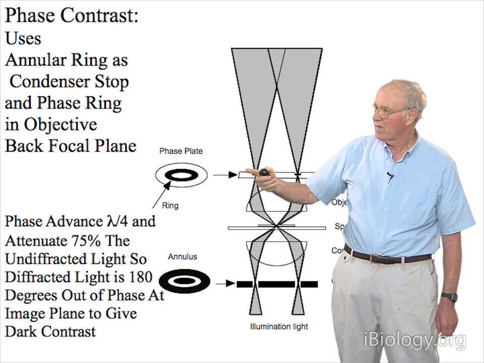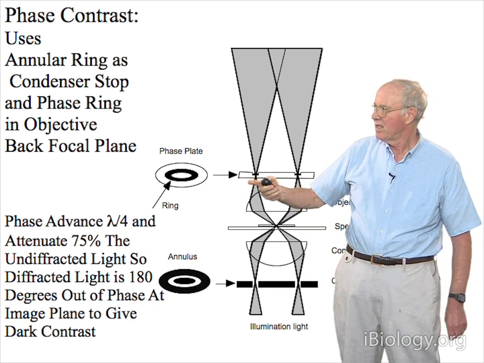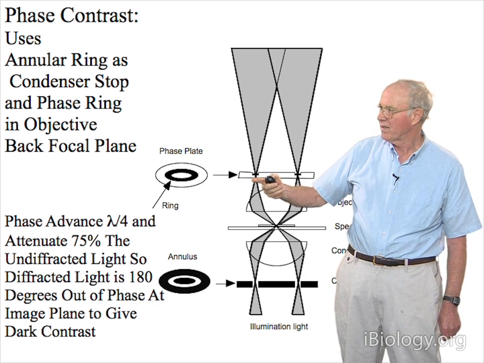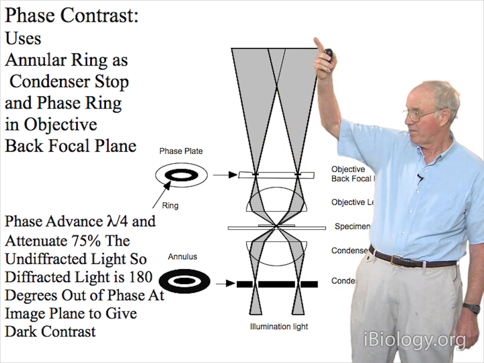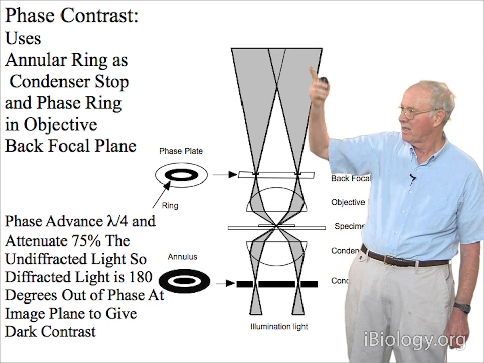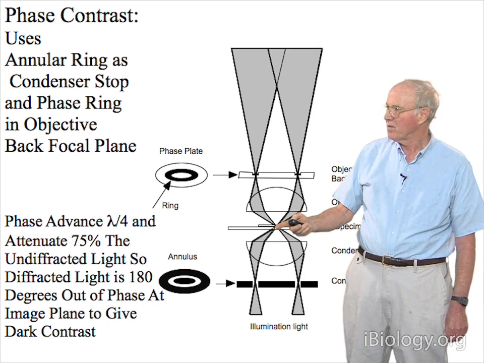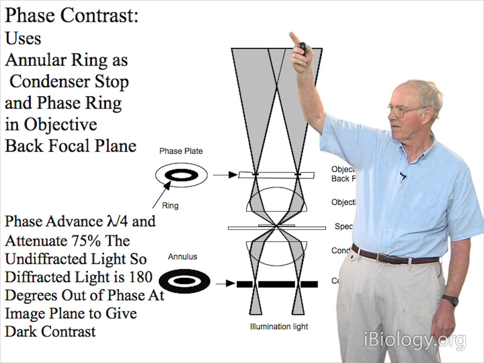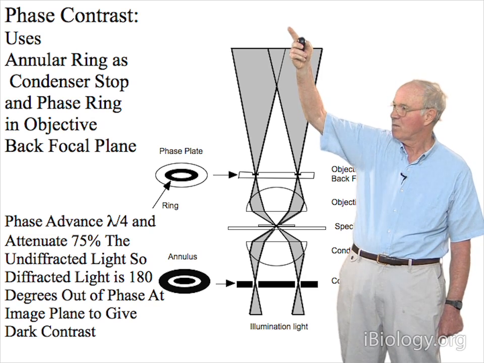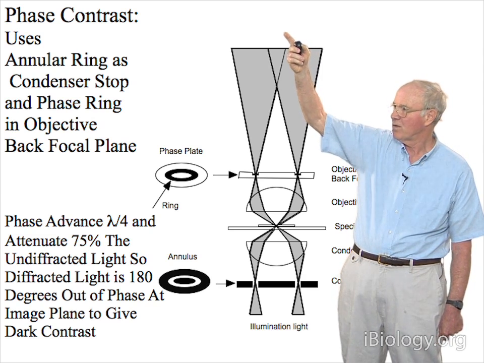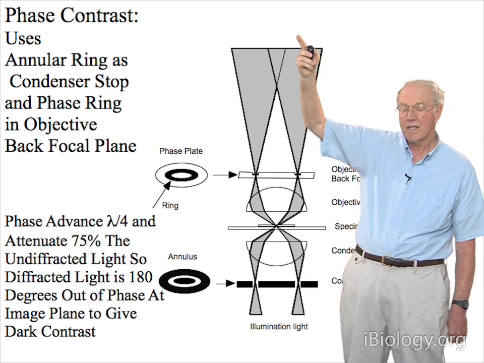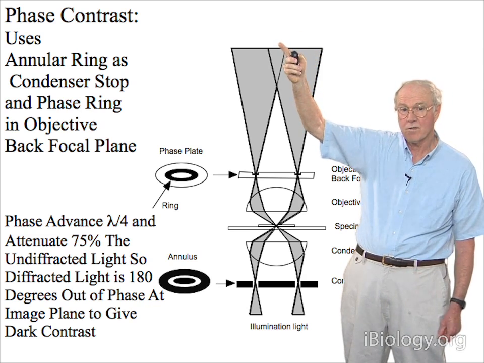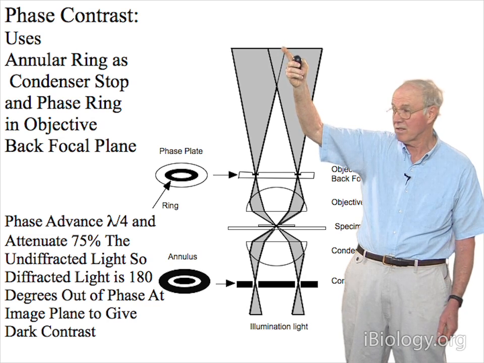In addition, what this phase ring does is advance the phase of the illuminating beam by a quarter wavelength, such that when it adds to the quarter wavelength retardation that occurs for scattered light from a specimen, it produces at the image plane a half wavelength difference between the scattered light and the illuminating beam, so that you can get destructive interference and therefore produce the dark contrast that we see in phase contrast.